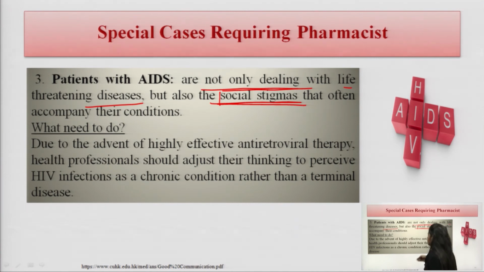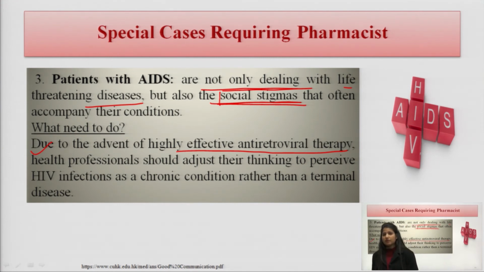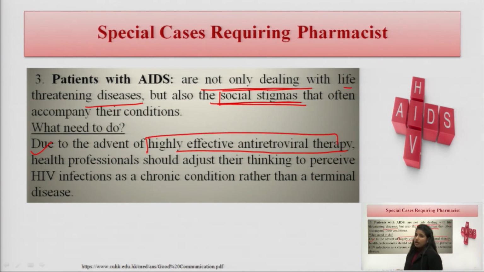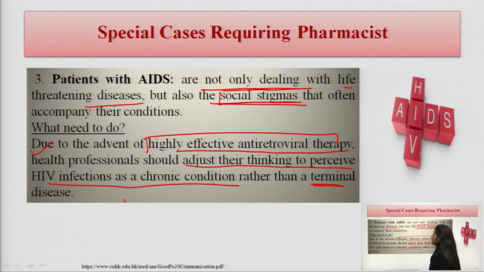So for this, what pharmacists can do: due to the advent of highly effective antiretroviral therapy, research is going on for antiretroviral therapies, and now there are many established highly effective antiretroviral therapies in the market. It is good for healthcare professionals such as pharmacists to tell the patient this, so that they adjust their thinking to perceive HIV infection as a chronic condition. They will take HIV infection as a chronic condition, not as a terminal illness. So we have to assure the patient that when they take the HIV therapy, as it is a highly effective antiretroviral therapy, they can be better.